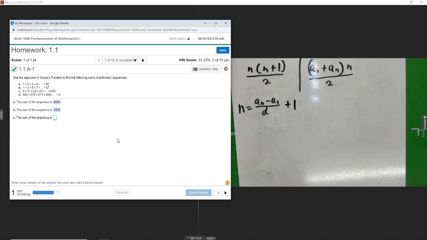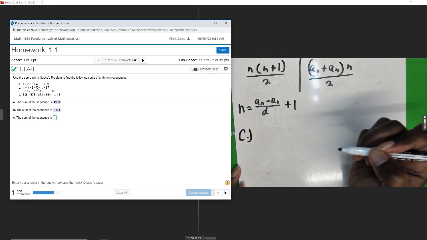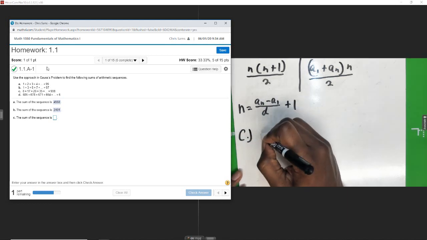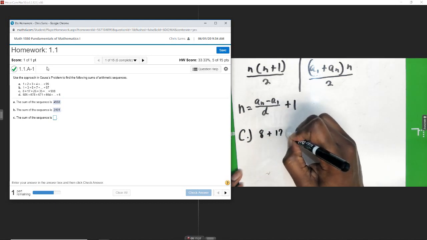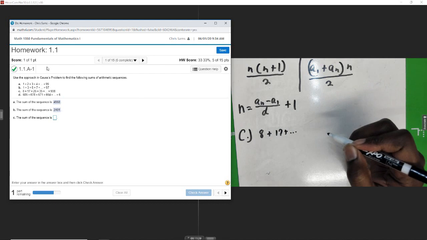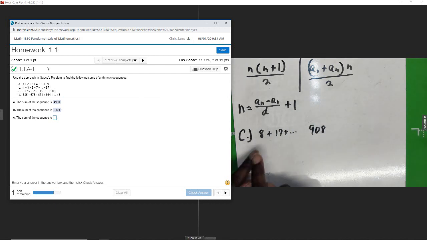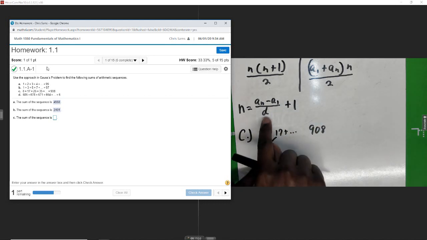However, we can manipulate that sequence. So look at this one on C. C, we have a sequence that starts with 8, and then 17, and then ... It doesn't matter. We go to 908. Okay, right here, from 8 to 17, we can see that this formula is counting by 9. That would be the difference that I would put here.